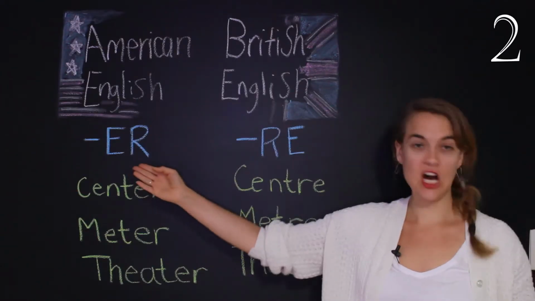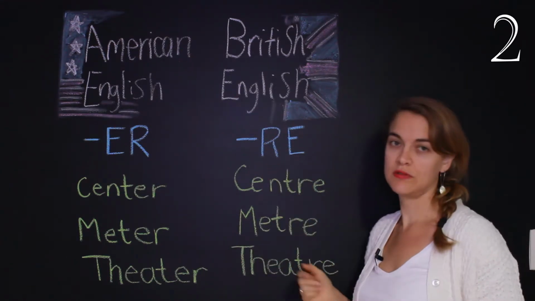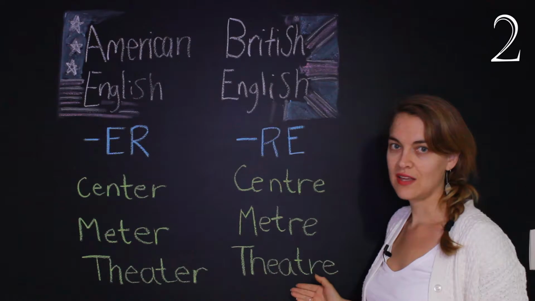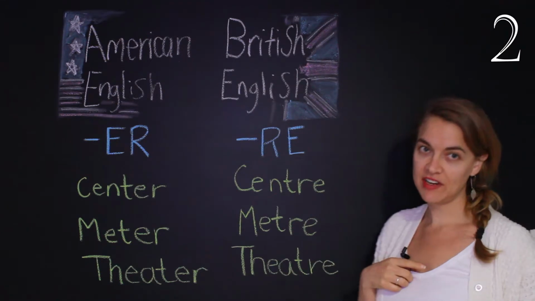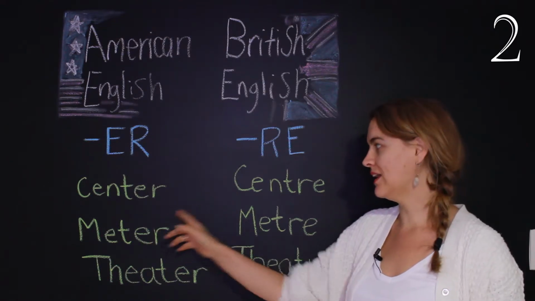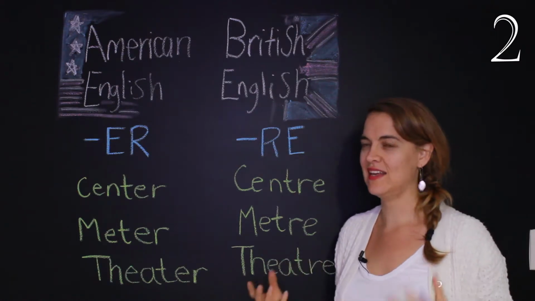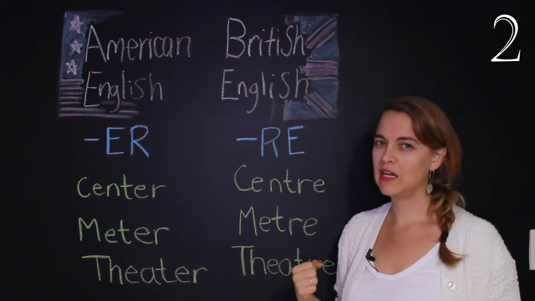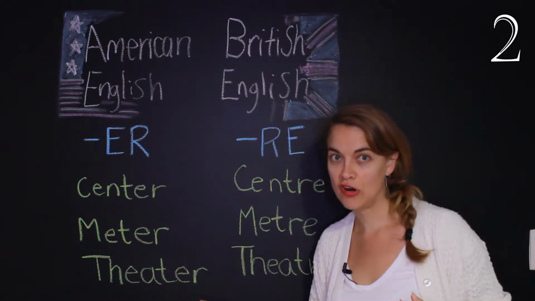The endings ER in American English and RE in British English. Let's see the 3 examples we have here. Center, centro. Meter, metro. Theatre, teatro. So in British English, we end these words with RE. In American English, ER. So really, what changes here is just the spelling. The pronunciation continues the same. Of course, we have a difference in the accent of American English and British English. So with this little difference, the sound would be like this: center, center, meter, meter, theater, theater.